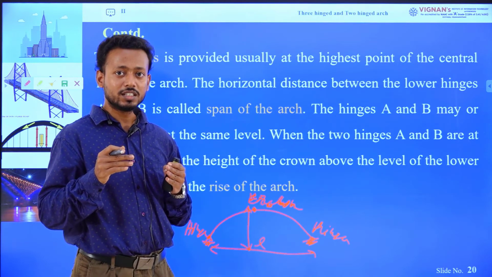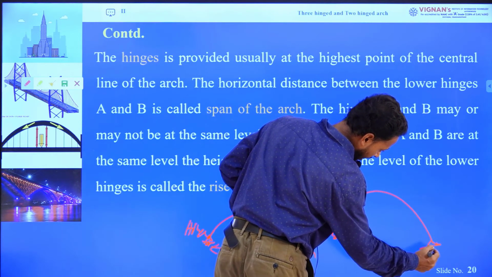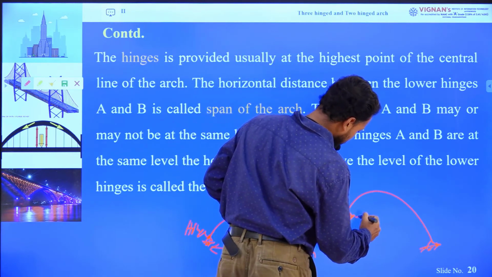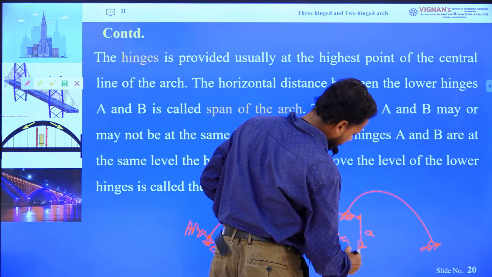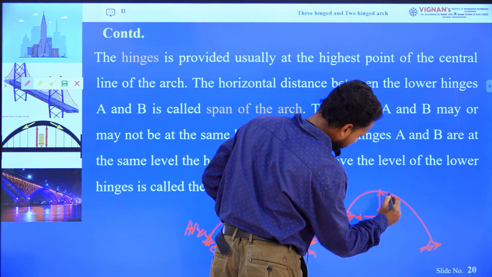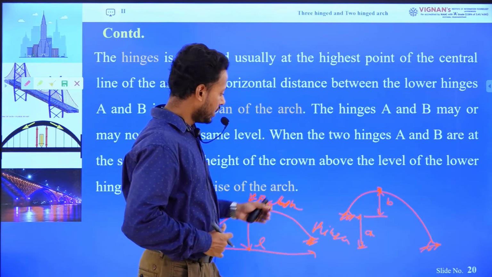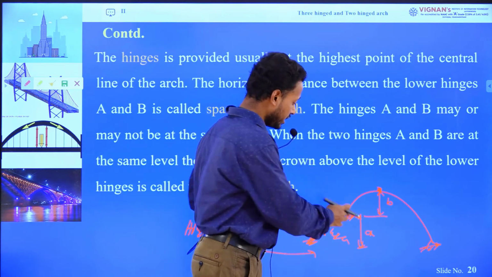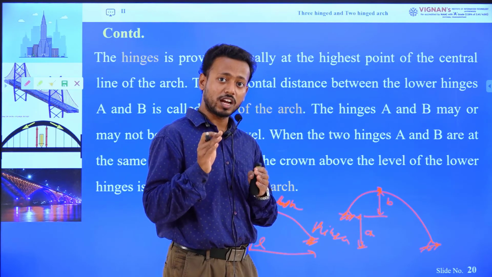In this condition, if you see an arch having 2 supports at different levels, suppose this support is down by a distance a and this is b distance. This is a 2-hinge arch or 3-hinge arch, whatever it is. If you see such a kind of arch, what will be the rise of the arch? The rise of the arch will be a plus b. That means the distance between the lower support and the crown of the arch is called the rise of the arch.